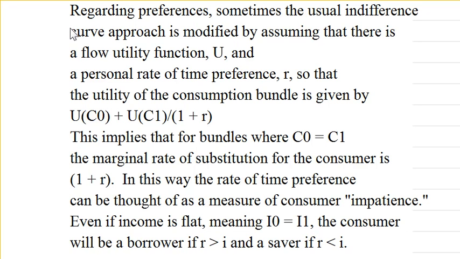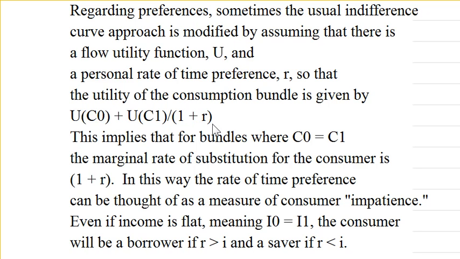Okay, before getting to looking at the graphical solution, let's talk a second about preferences. Sometimes with this intertemporal choice model, instead of looking at just indifference curves, we imagine preferences are generated by a flow utility function U and a personal rate of time preference parameter R. So utility of the bundle is given by U of C0 plus U of C1 divided by 1 plus R.